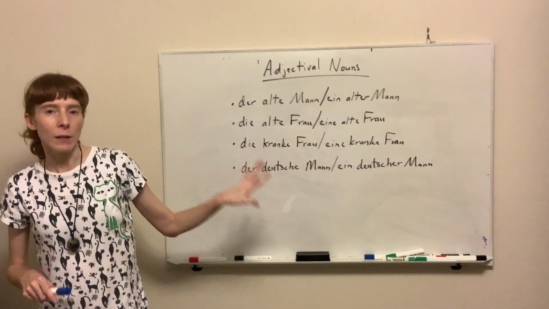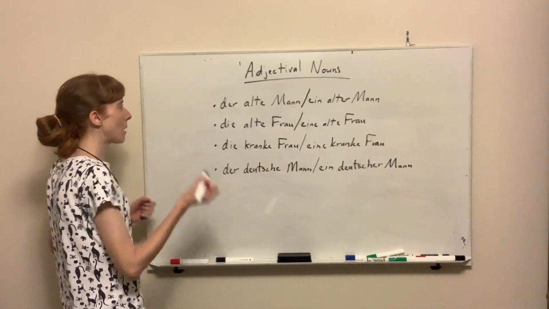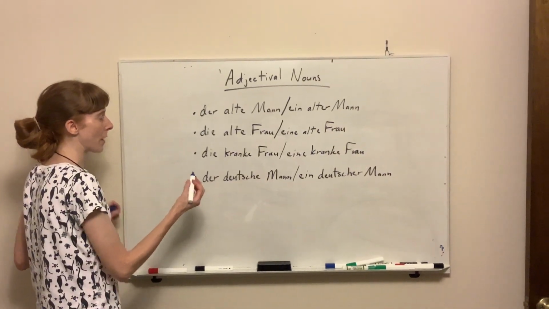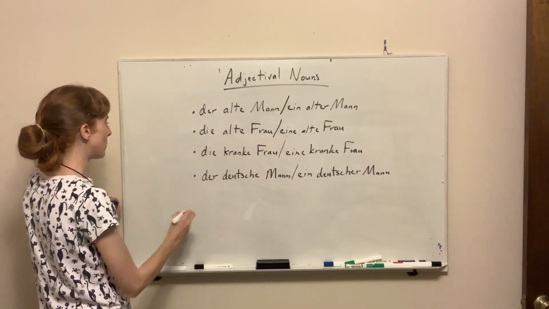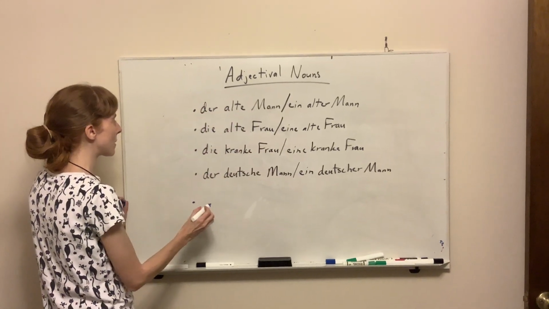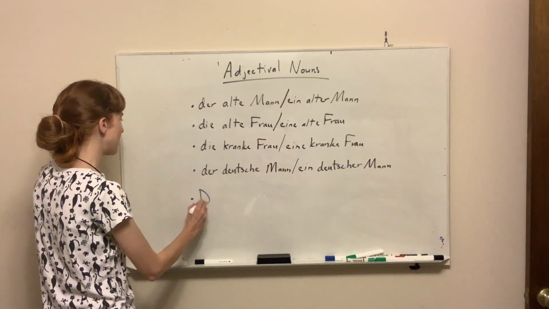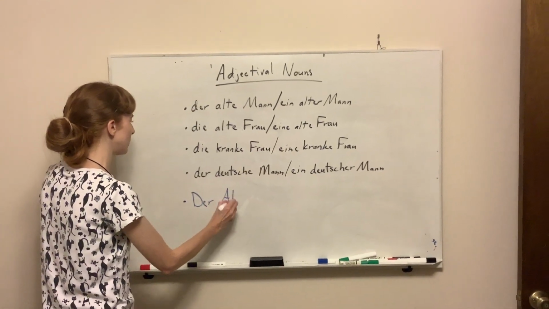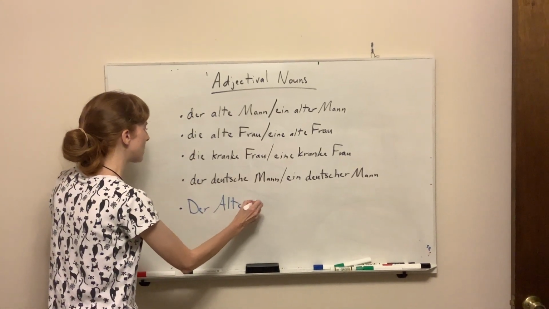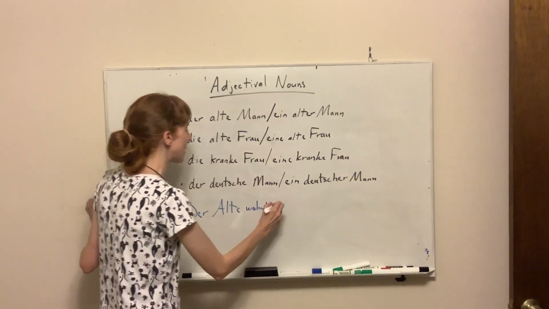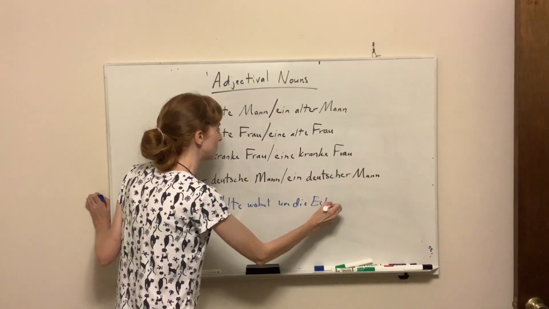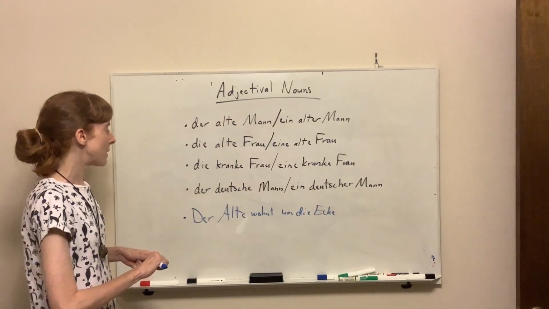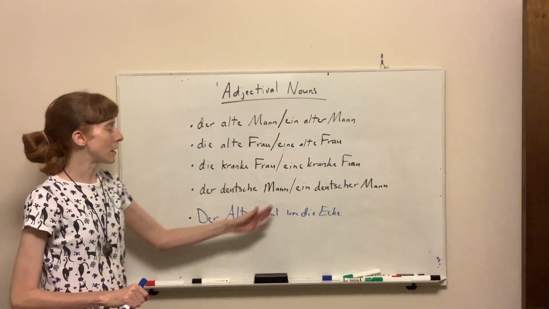Now, German does that a lot more than English, so I'm going to show you some examples of what they would do. So if I want to use this one, der alte Mann, for example, you might say, der Alte wohnt um die Ecke. Der Alte. The old man lives around the corner.